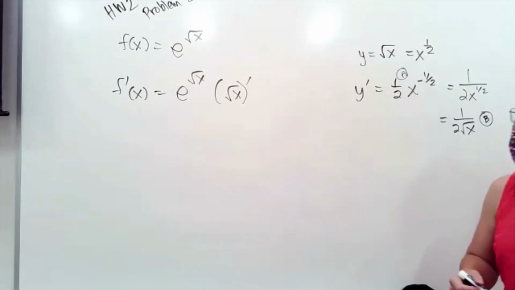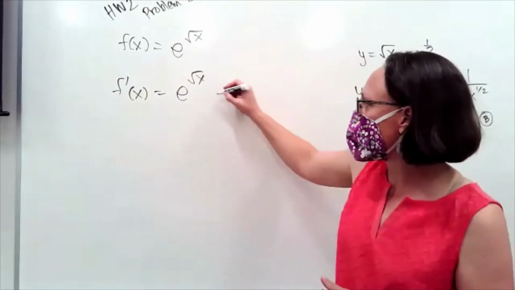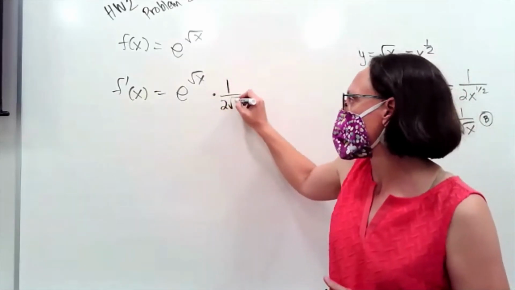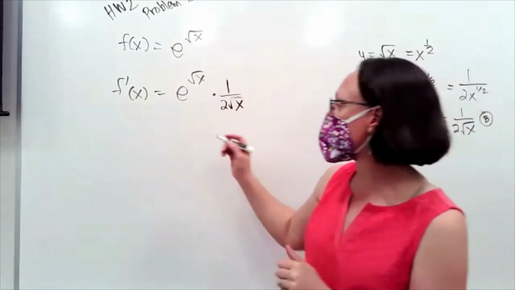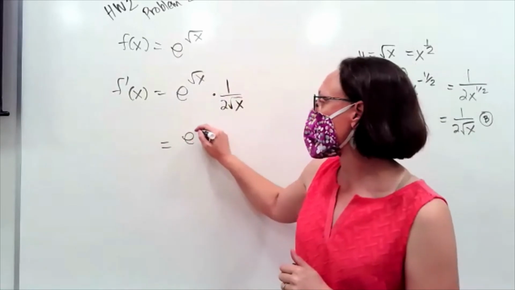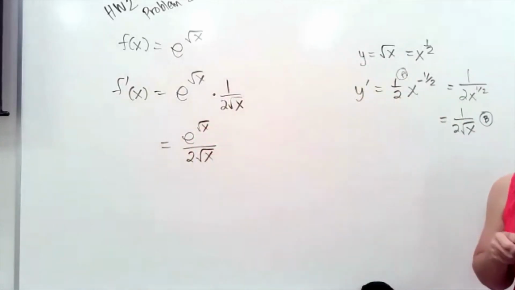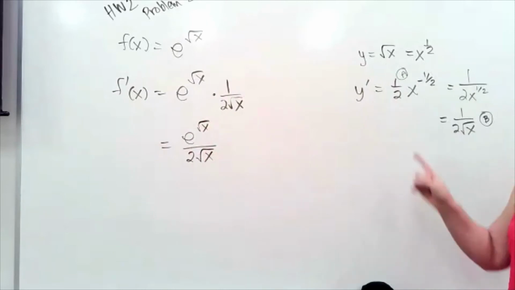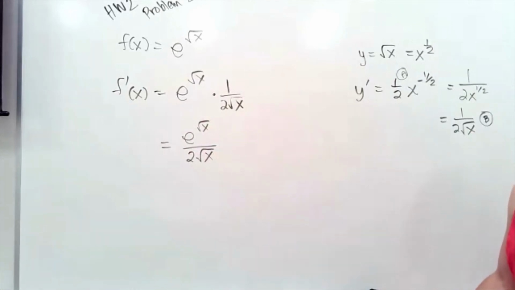Okay. So I would write it like that. Or if you want to put the whole thing as a single fraction, you could also write e to the square root of x over 2 root x. It's not wrong to write it this other way. I think it's prettier. That's completely subjective.